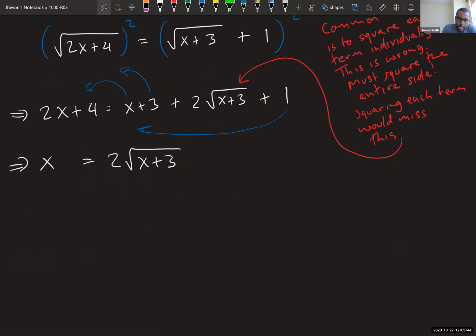Now I square both sides again. Remember, square the entire thing. This includes the 4. This includes the 2, which is going to give you a 4. I'll mention that as well. Common error is to not square the 2.